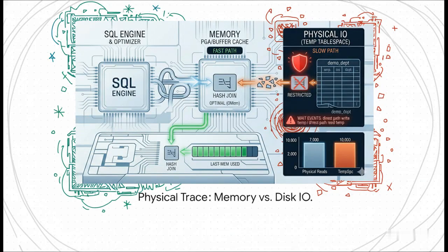Building on that, when we look at a physical trace, it highlights the real performance killer. Ideally, you want the fast path going straight into memory, the PGA and buffer cache, where hash joins are optimally processed. But because of the restrictions and the optimizer confusion caused by legacy syntax, the database is often forced to bypass memory entirely. Instead, it writes directly to the temporary tablespace on the physical disk.